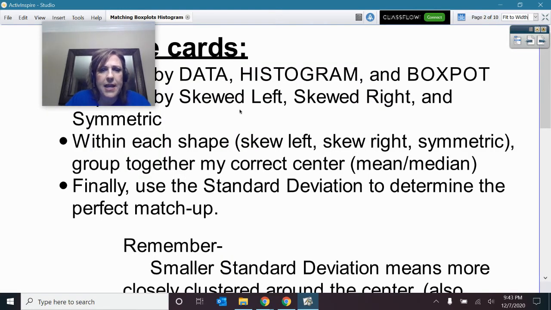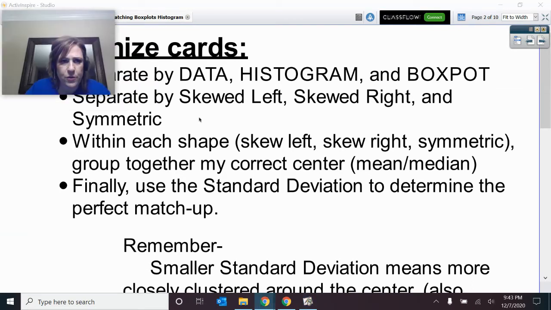after we do that, the next thing that we're going to do is separate them and try to avoid writing on the cards, okay? You want to be able to do this activity multiple times, and if you write the answers on the cards, then that's not going to help you in the future whenever you need to practice it again, okay? So separate your cards by the skew. Within all the data cards, we want to see which ones are skewed left or skewed right or symmetric. Okay, so within the data, how do you do that?